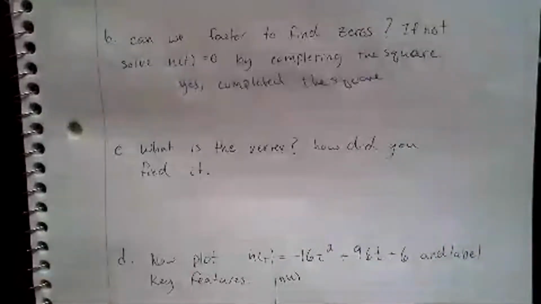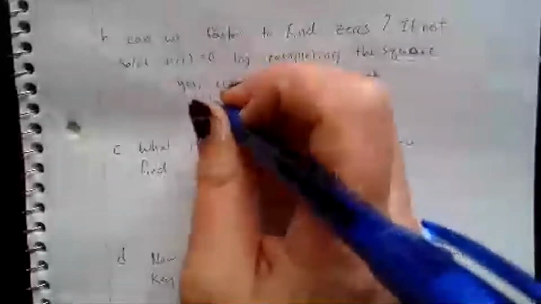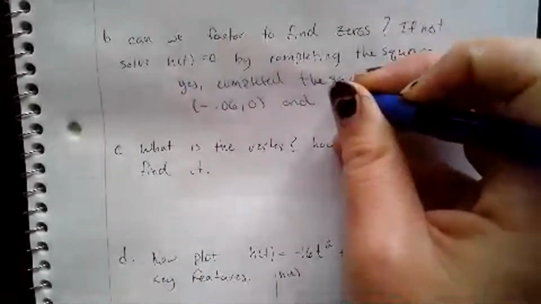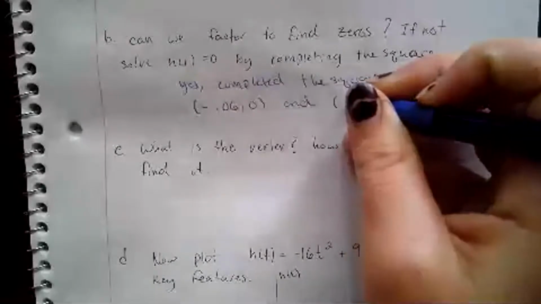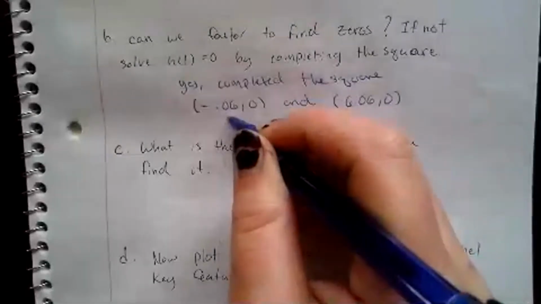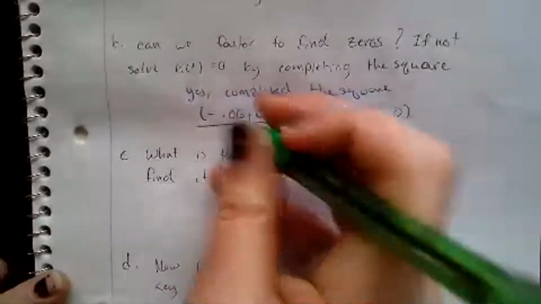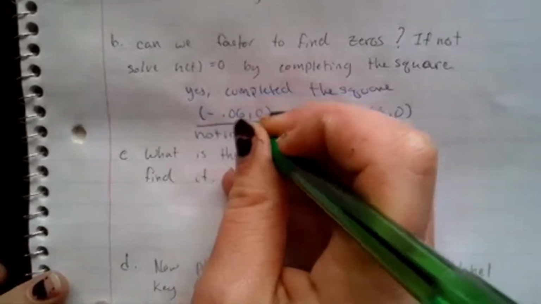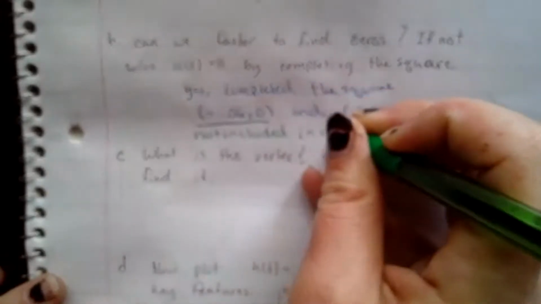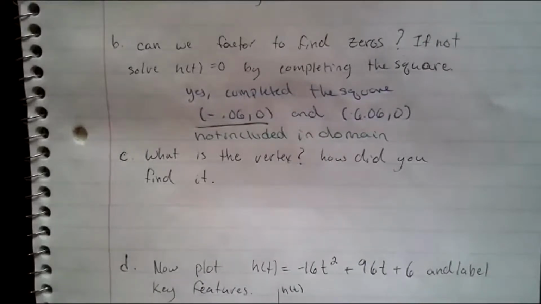So for this, we'll say negative 0.06, 0, and 6.06, 0. So this is the only one that's on the graph. So the first is not included in the domain. And that's when we talked earlier about what the domain of this function tells us. It tells us what points are included in the domain. So that is not included in the domain, sorry.